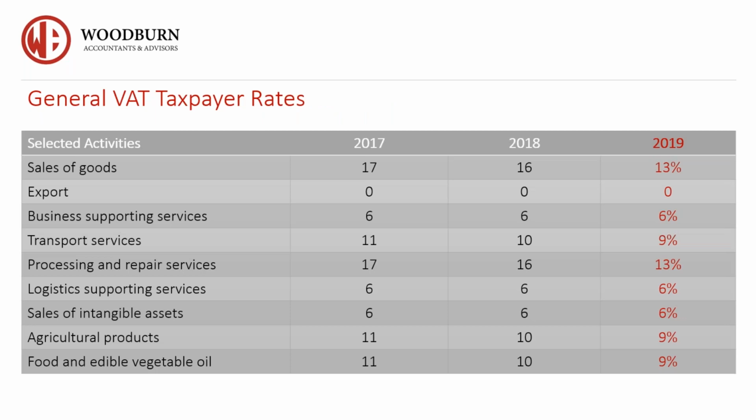Now, in terms of general VAT taxpayer rates, as of April 1st, 2019, the rates have been updated. This is the second amendment within 2019. It is positive because they have been lowered. In general terms, sale of goods is now at 13%. If you are providing any form of service, business supporting service, you are at 6%. And if you are in any other industry or sector as highlighted within this table, then you can reflect on the percentage rates.